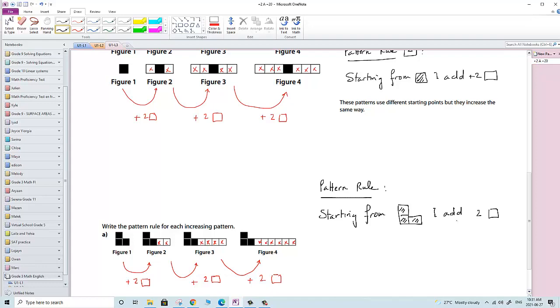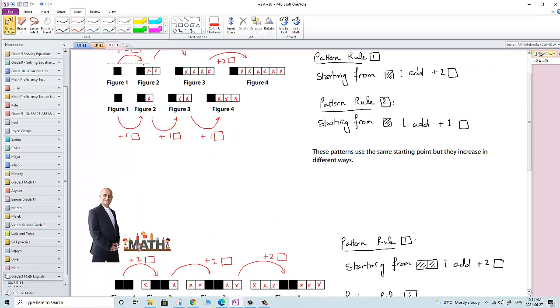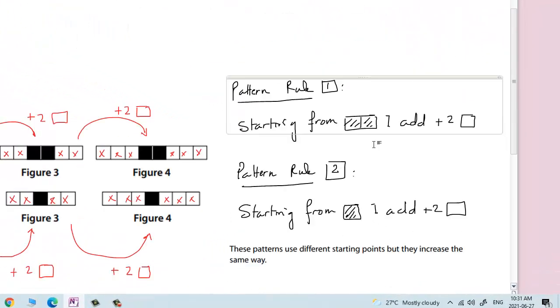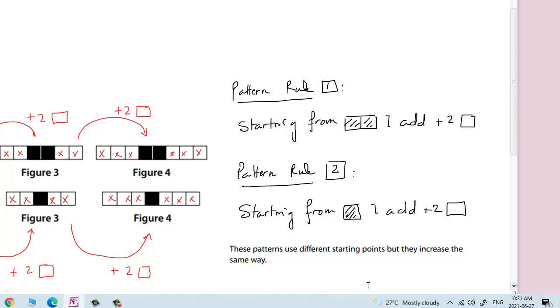I hope you understood how we can write a pattern rule and how I can compare after that if they have the same start but different addition, or if they have different start and the same addition. I hope you understood this lesson and thank you for listening.